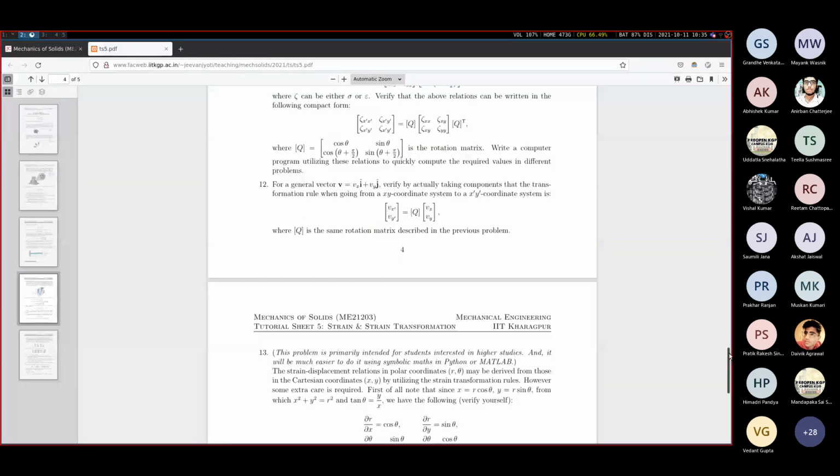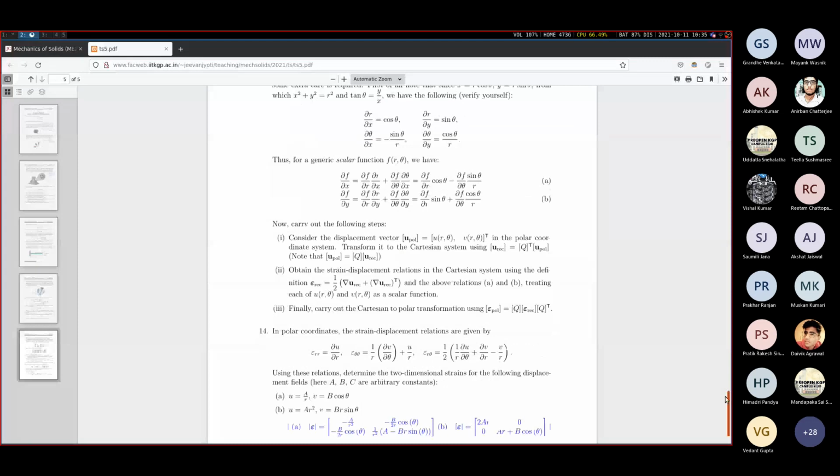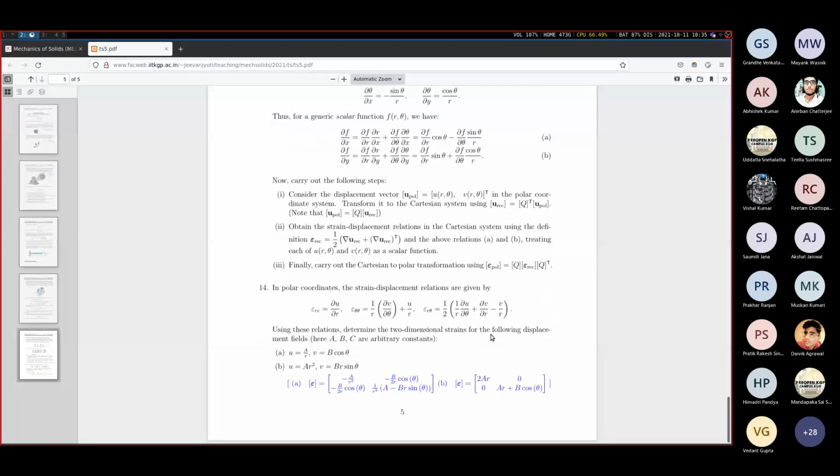So I am now showing you question number 14, the last question in tutorial sheet number 5. Can you please confirm if it is visible at your end? Yes, sir. Okay. So here you see epsilon rr is equal to del u by del r, epsilon theta theta is equal to this form involving u and v, and epsilon r theta also involves u and v. So these are the kind of relations that I am talking about.